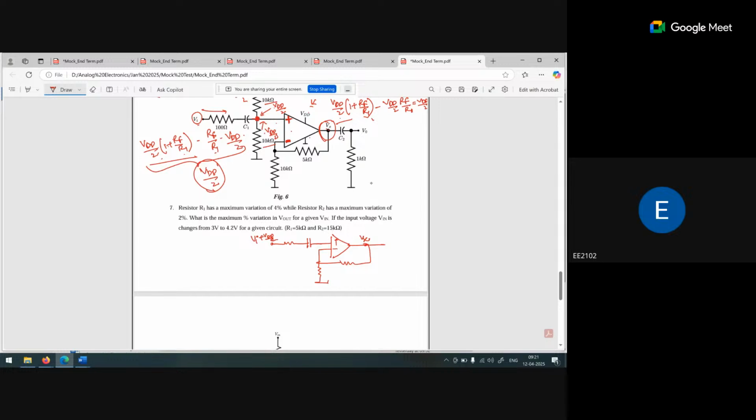Okay. Now, what is the Vx voltage? And this particularly will be level up by the VDD by 2. VDD and grounded. Okay. So my output because of this supply is what? Vi plus VDD by 2 multiplied by 1 plus RF by R1.